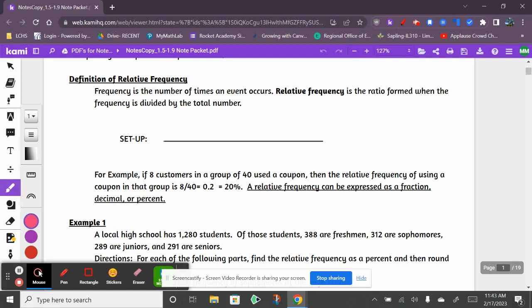Frequency is the number of times an event occurs. Relative frequency is the ratio formed when frequency is divided by the total numbers. And that setup is going to be our wanted outcomes, what we're looking for to happen, out of the total outcomes. Another word for relative frequency is also probability. So they are one and the same. Whenever it's asking you to find the relative frequency of something, it's the same as asking you to find the probability.